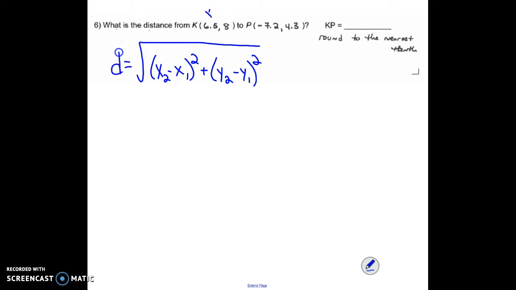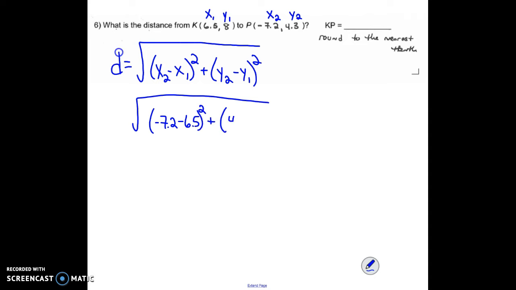We're going to make this x1, y1, x2, y2. And again, the order doesn't matter, which point is 1, which point is 2, so long as you're consistent in filling it out. So I've got negative 7.2 minus 6.5, squared, plus 4.3 minus 8, squared.